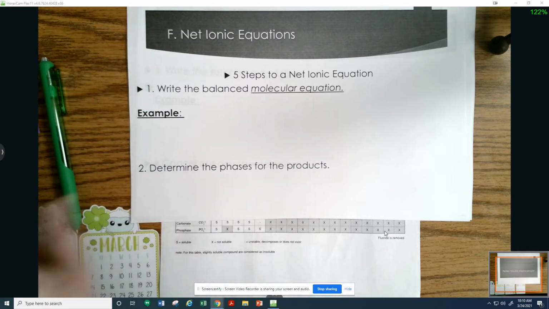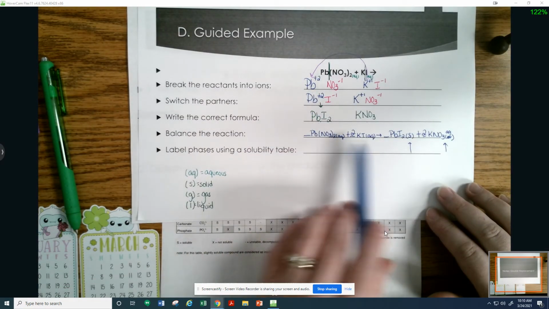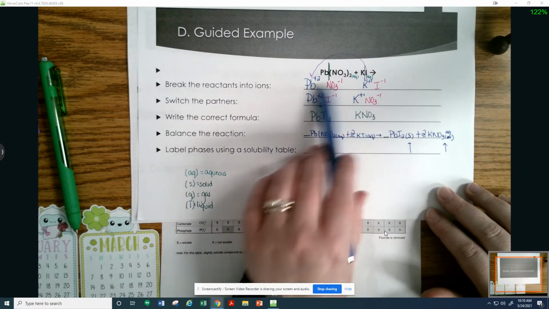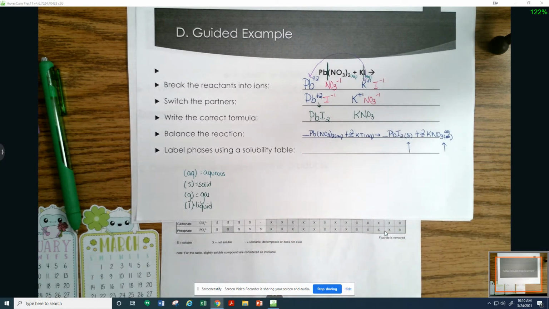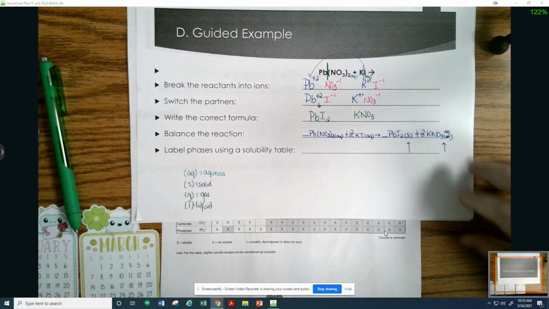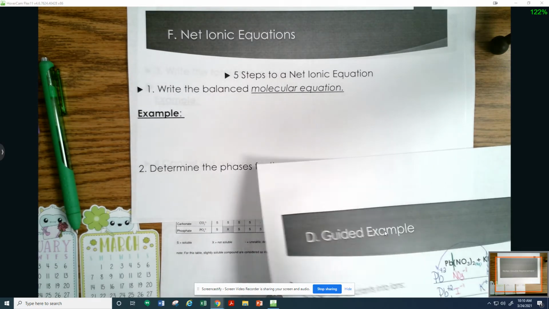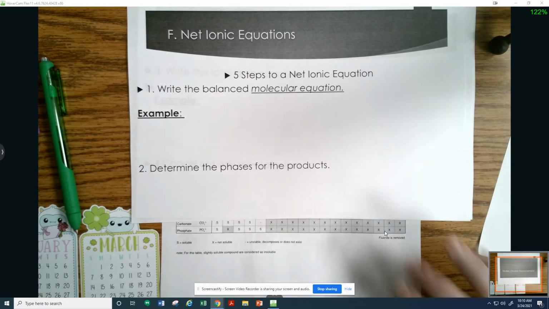So what we're going to do is take an example we've already worked out, and that was this very first one between the lead nitrate and the potassium iodide. This is what we're going to use as our guided example to then show you how you go towards a net ionic equation. Because basically a net ionic equation boils down to what are the most important parts to get to the point of what made that precipitate. So what we're going to do real quick is just translate what we already have.